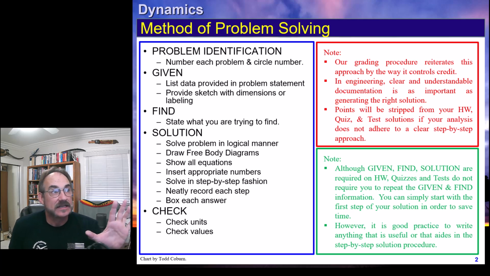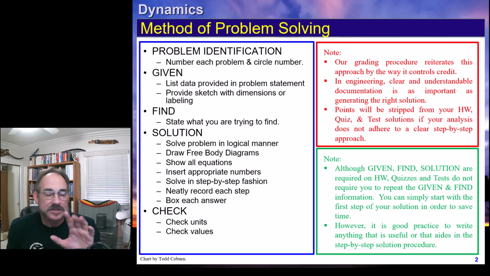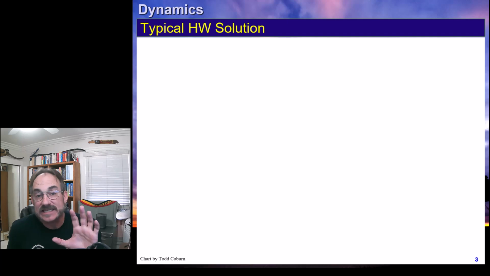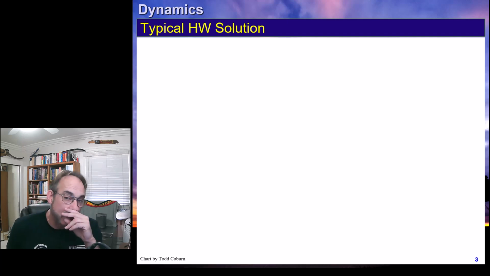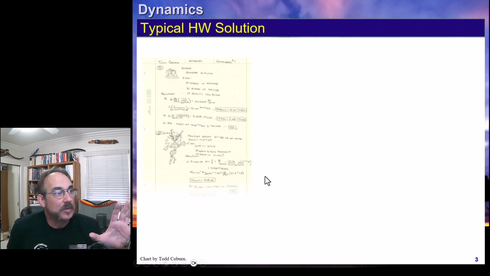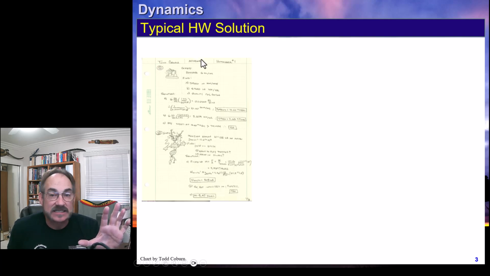You got that? This little step-by-step procedure is very useful and will serve you in industry. So let's take a look at how this might look on a typical homework. Well, we'll use a statics homework as an example. So what we would do, we're going to identify our name, what the class is. This is our statics class at Cal Poly, and this is homework number 1.